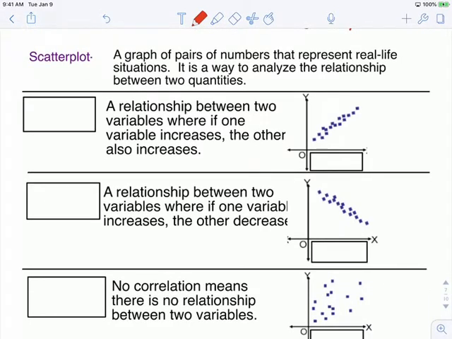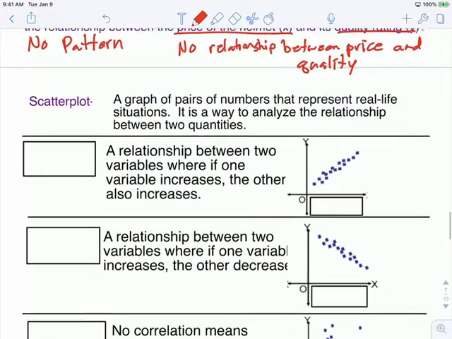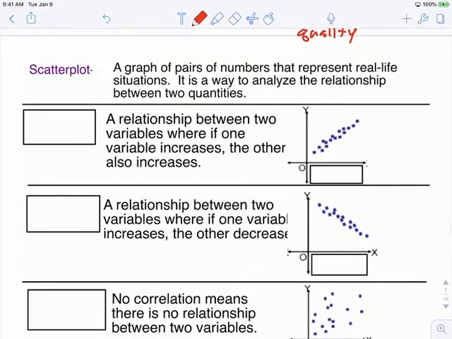So let's take a look at the things that we just defined here. I'm going to slide down here to our first one. The big thing here before I slide down is that all these here are called scatter plots, and this is just a graph that compares numbers that represent real life situations. And the big thing that we do with them is we talk about the relationship between two quantities.